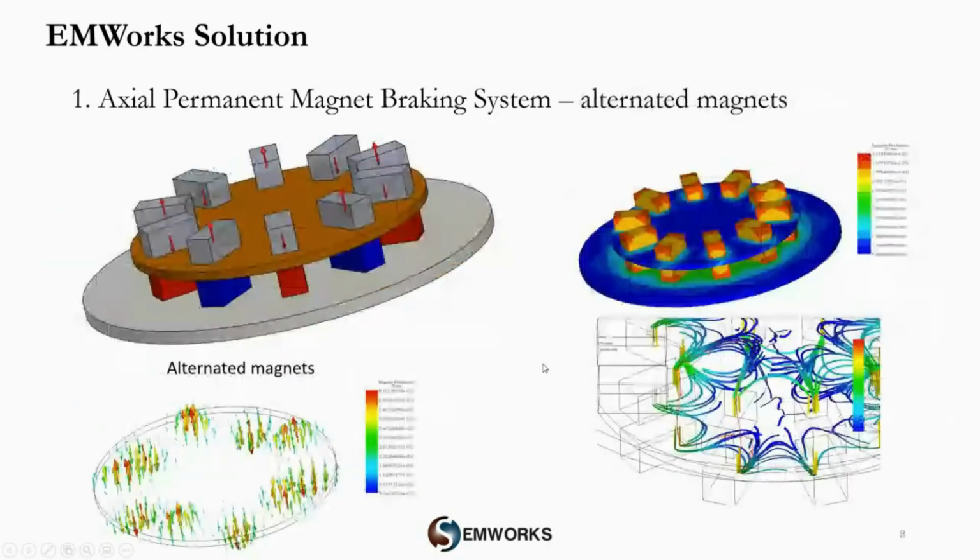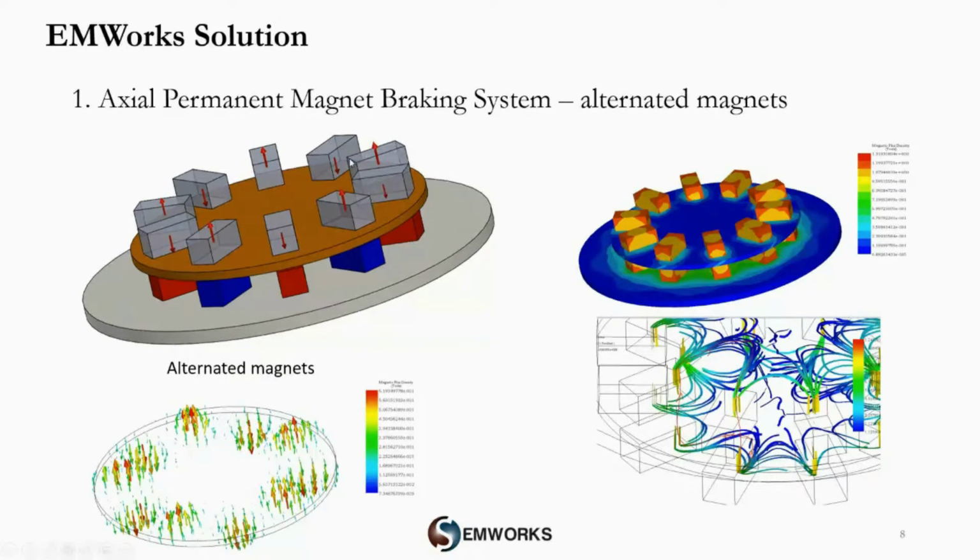Okay. This is another configuration. This is called alternating magnets. In this case, as you can see, in one magnet the magnetization points up. Next to it, it points down. Now, the advantage of this configuration is you don't need what we call back iron.